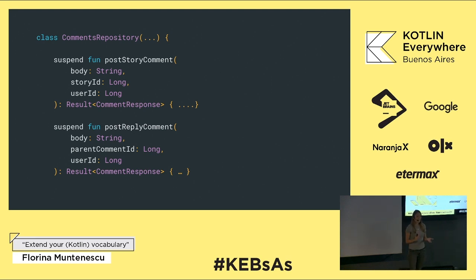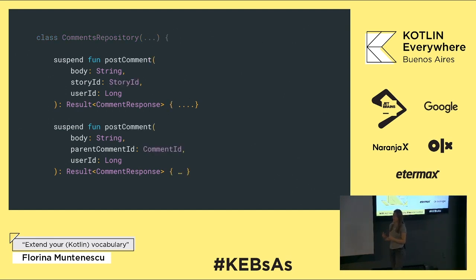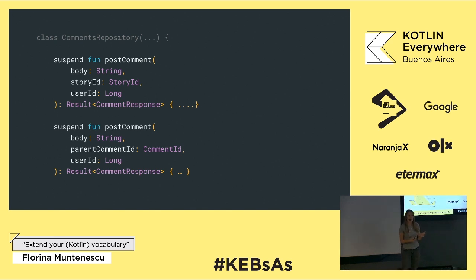So this means that it was quite easy to call a function with the wrong parameter by mistake, like calling post story comment and, instead of passing the story ID, passing the comment ID, just because the types didn't help. So we wanted to avoid this. We wanted the compiler to tell us and enforce these constraints. We wanted these to be strongly typed, so have something like a story ID that is a StoryId object. We can't rely on human error to avoid these kinds of things.